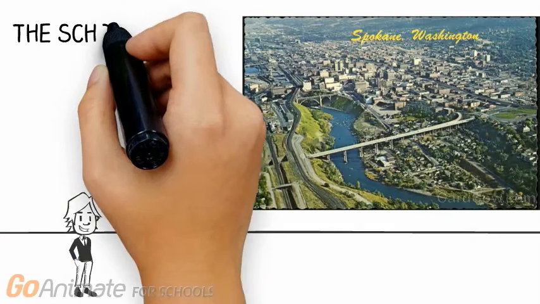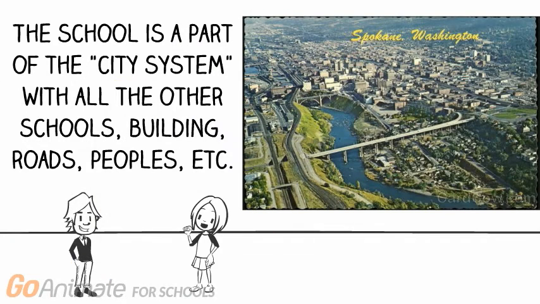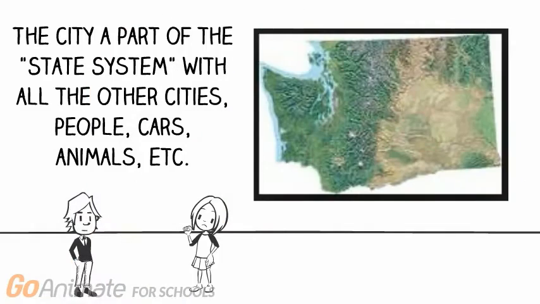The school is part of the city system. This also includes the people, roads, other buildings, and much more. The city is part of the state system. This includes the other cities, people, cars, animals, and any other part of the state.